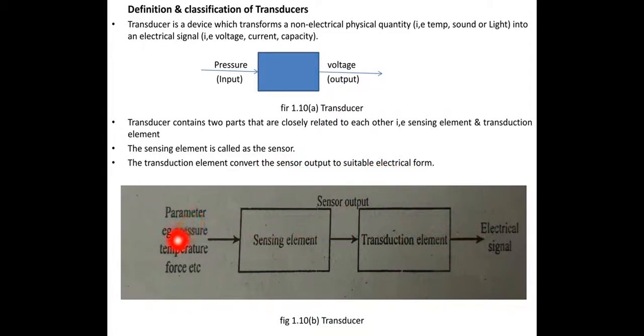So here a parameter, for example pressure, temperature, force, is sensed by the sensing element and the output is given to the transduction element, and it then transforms it into an electrical signal.